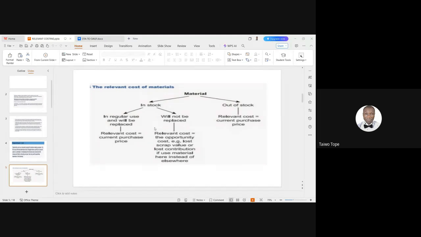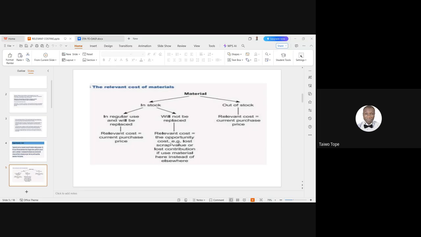So speaking to this slide now, for material in stock that is in regular use and will be replaced, the relevant cost will be the current purchase price. For material in stock that will not be replaced, the relevant cost will be the opportunity cost. That is the lost scrap value or lost contribution if you use the material here instead of elsewhere. So if you decide to use the material within the organization, what is the contribution you are losing? That contribution, that opportunity cost you forgo, is the relevant cost.